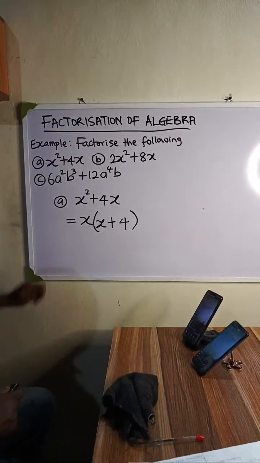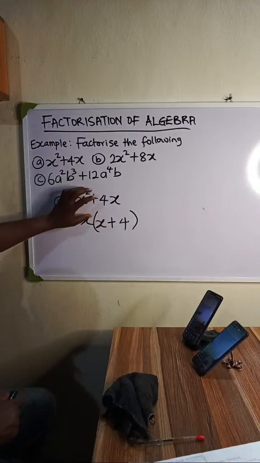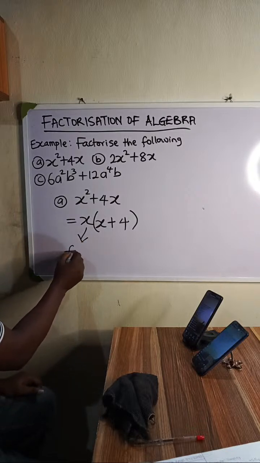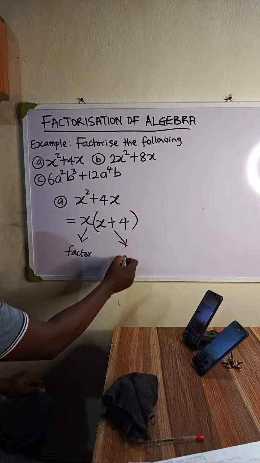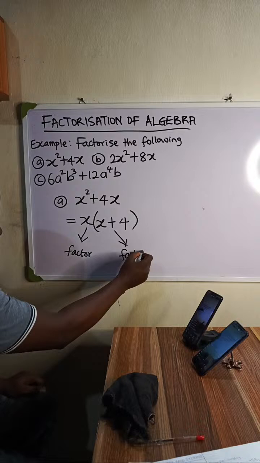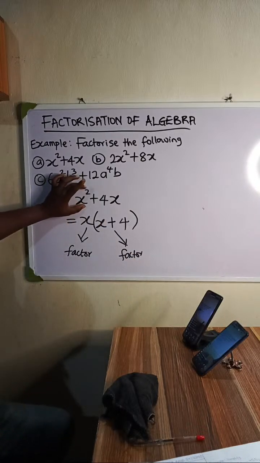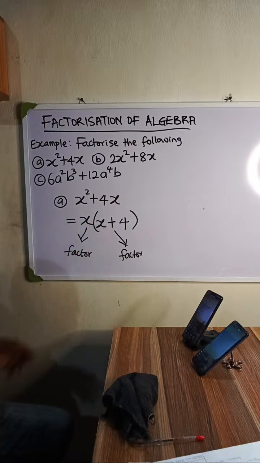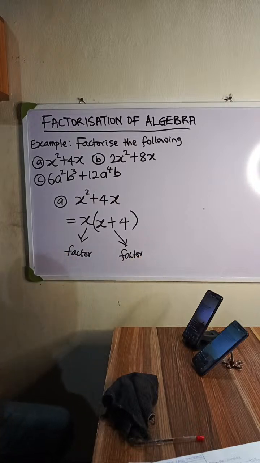So what you have done now is you have factorized this algebraic expression. So now this is a factor of this algebra, and this is also a factor of this algebra. So now we have separated this algebra into two different algebras. So this is a factor, this is also a factor. So that is what we call factorization.